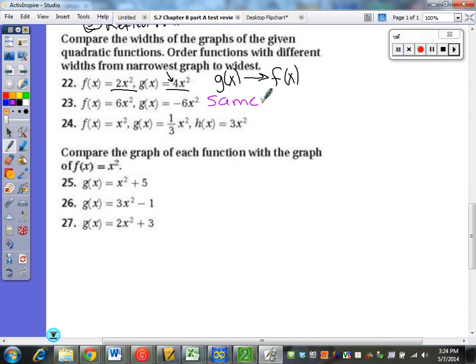Okay? So 24, from narrowest to widest, we're going to have h of x, I'm sorry, not g of x. We're going to have h of x, because that's 3. Then we're going to have f of x, because it's 1. And then we're going to have g of x, because it's 1/3. Okay? So we're comparing these functions right here to the parent function, x squared.